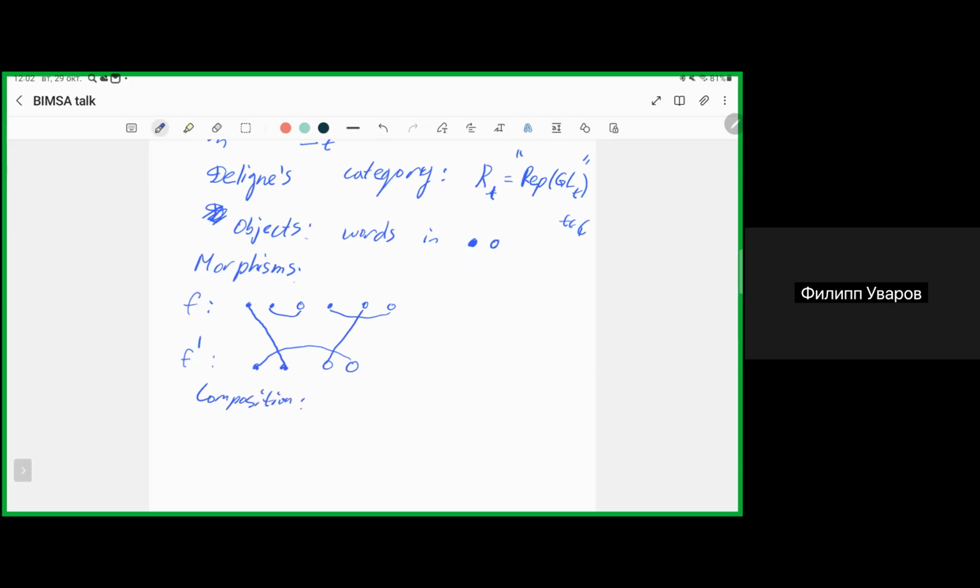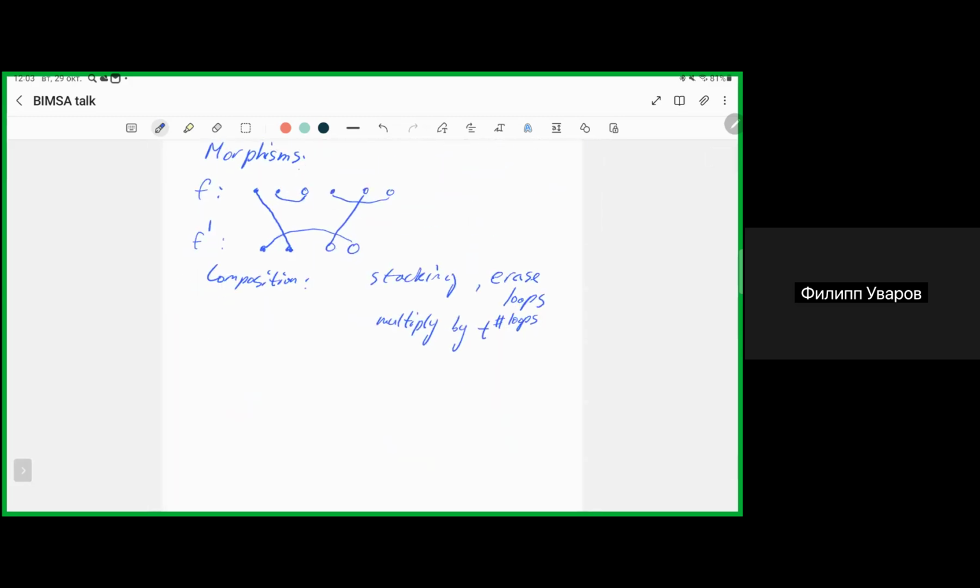You just stack one morphism on top of another if you can, right? If your words match. So stacking, and then you erase loops, and multiply by t to the power of the number of loops. So this is composition.